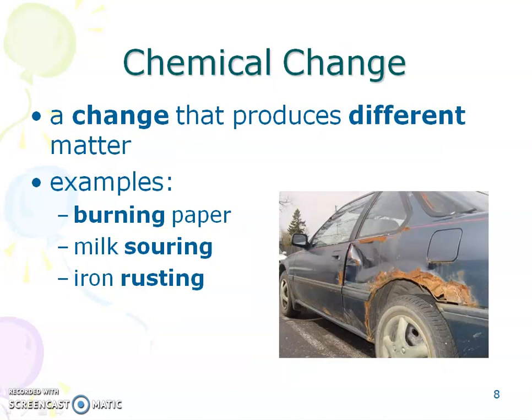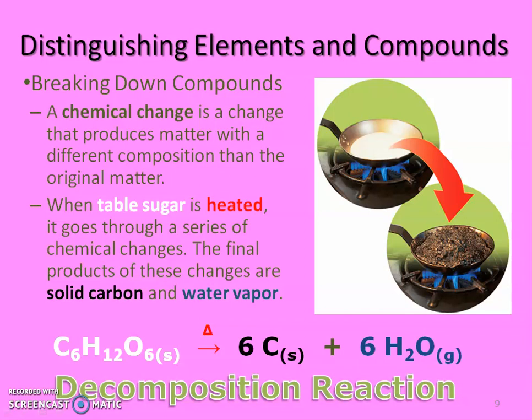So a chemical change is a change that occurs that produces totally different matter. And we're going to go through a couple of examples here. These are examples that you can write down, but we're going to go through some of those examples in a little bit more detail as to what I mean by changing the matter altogether. So distinguishing between elements and compounds is sometimes not that easy.